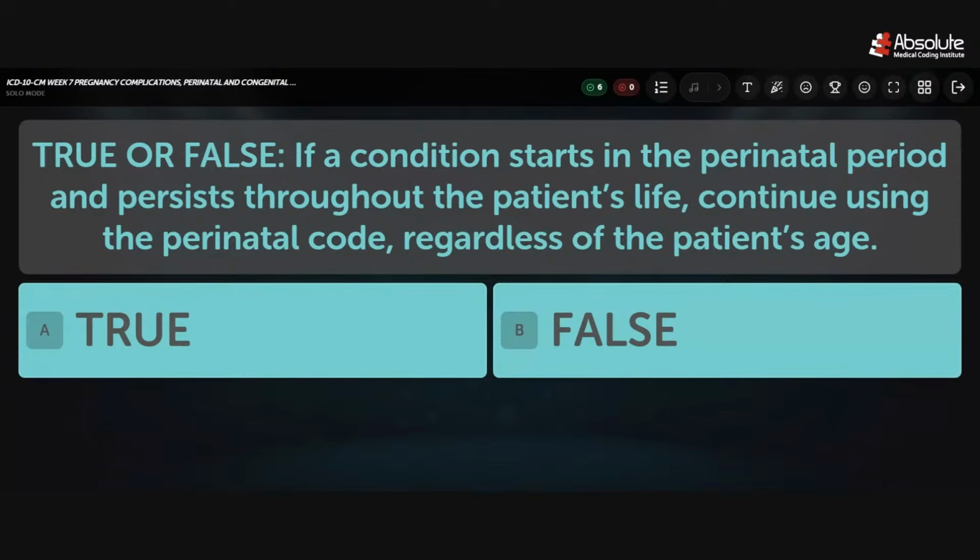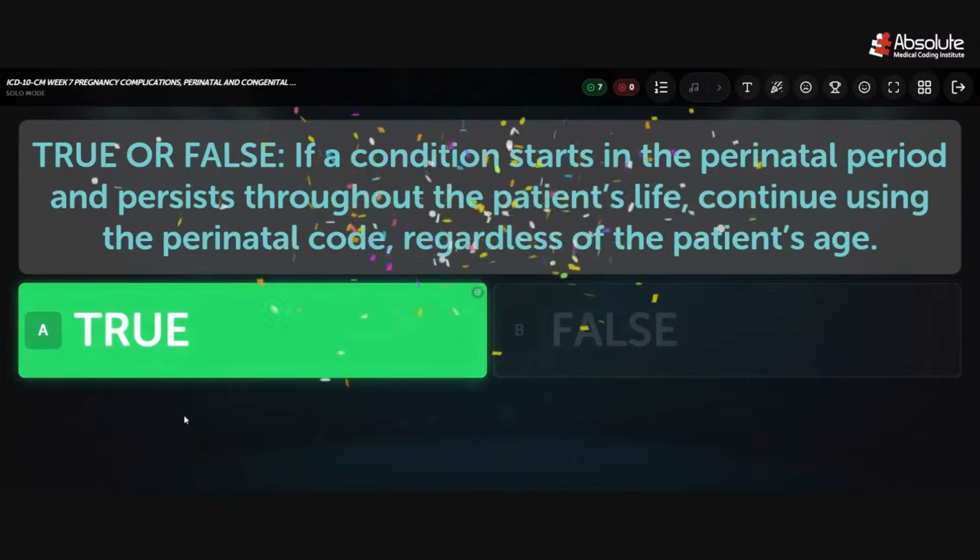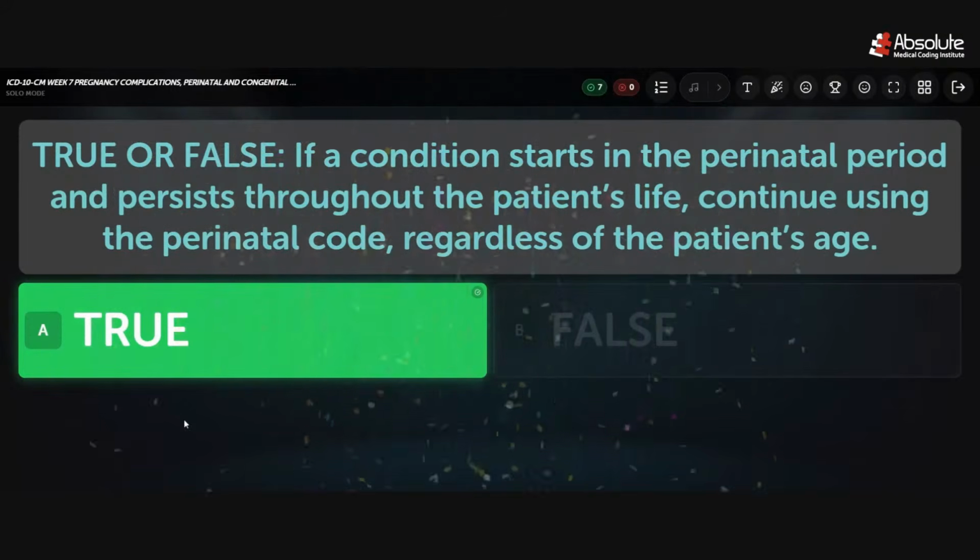All right, we are back. So this is going to be a true statement. To be completely honest, when I was making these questions and I saw this statement, I was a little surprised. I definitely learned something when I saw this guideline.